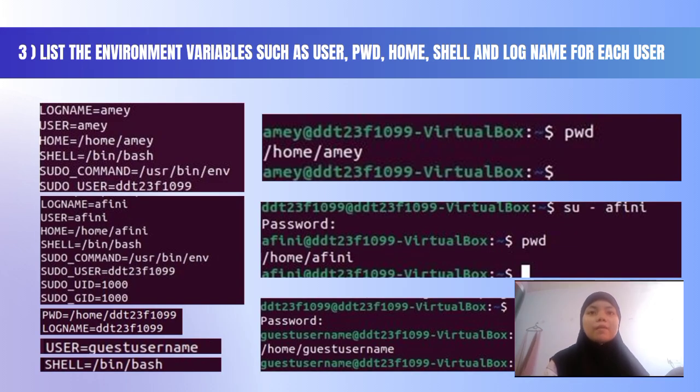List the environment variables such as user, pwd, home, shell and logname for each user. First, for user Amy, logname is Amy, user is Amy, home /home/Amy, shell /bin/bash. For pwd /home/Amy. For user Afini, logname is Afini, user Afini, home /home/Afini, shell /bin/bash.